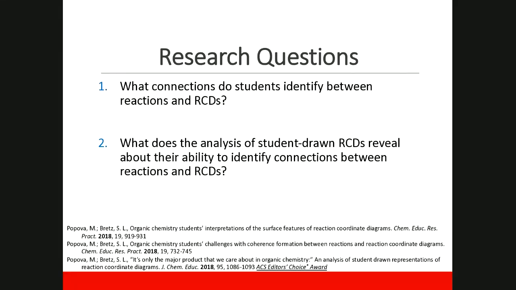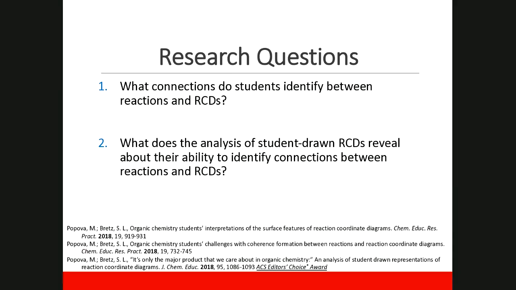And so the two research questions that I'm addressing in this talk are really looking at students' ability to make connections between reactions and reaction coordinate diagrams, both from looking at what they say and then at what they draw. And I will share with you today some of our findings, but if you are seeking more details, I will encourage you to check those 3 publications on this slide to get more insight and detail on our findings here.